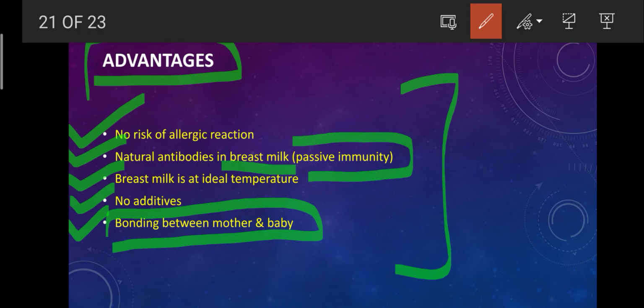So these are all the advantages of breast milk. Firstly, there will be no risk of allergic reaction. Natural antibodies are also present in breast milk, which provide passive immunity, and breast milk is at an ideal temperature. There are no additives in breast milk, and by breastfeeding, a close bonding happens between mother and baby.